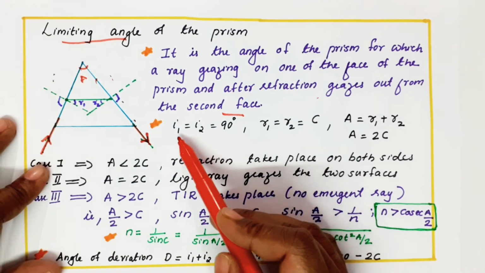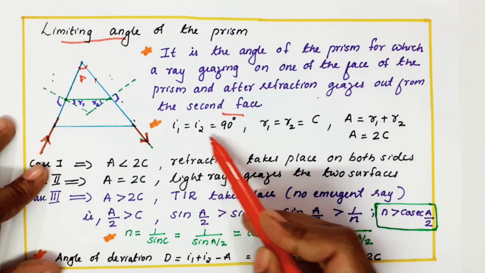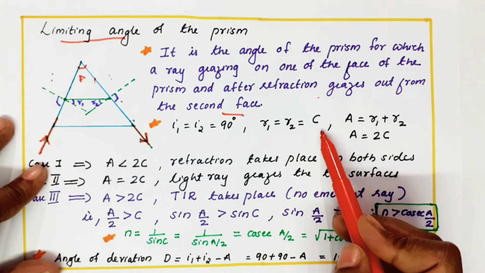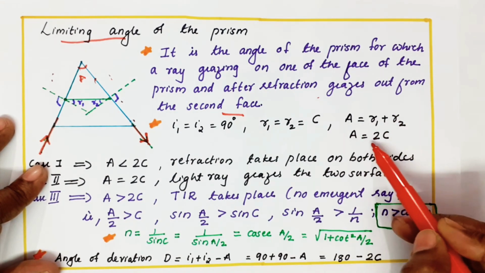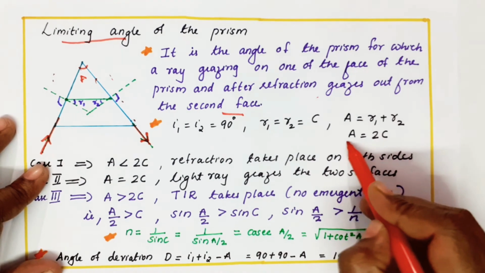So it means that I1 and I2 both are 90. If I1 and I2 both are 90, what should R1 and R2 be? They both should be equal to C. So what should A be? A should be R1 plus R2. That should be A equal to 2C. Okay, so this is the condition.